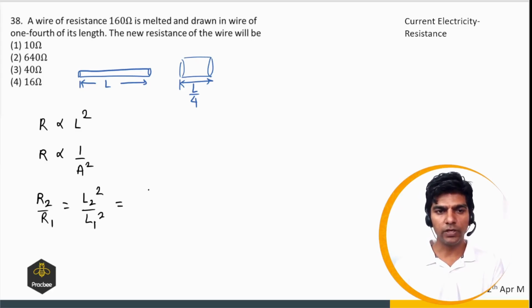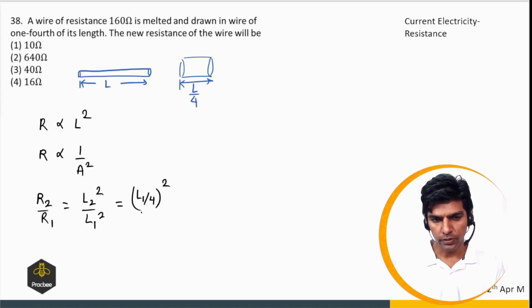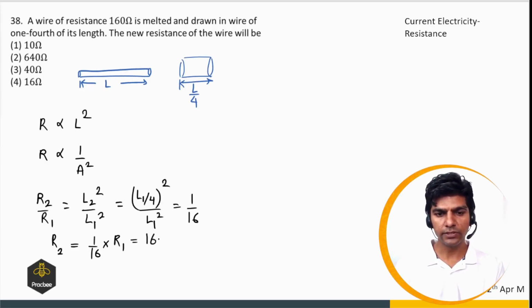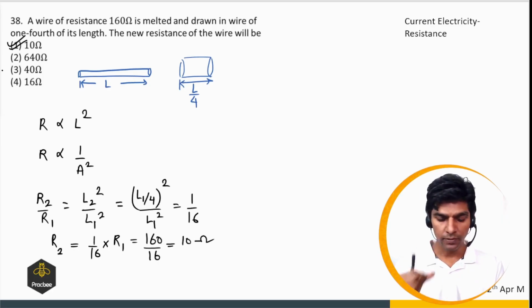L2 is 1/4 of the original, so (L1 by 4) square upon L1 square comes out to be 1 by 16. So R2 will become 1/16 of the original value, and the original resistance is 160, so this comes out to be 10 ohms. So option 1 is the right answer.